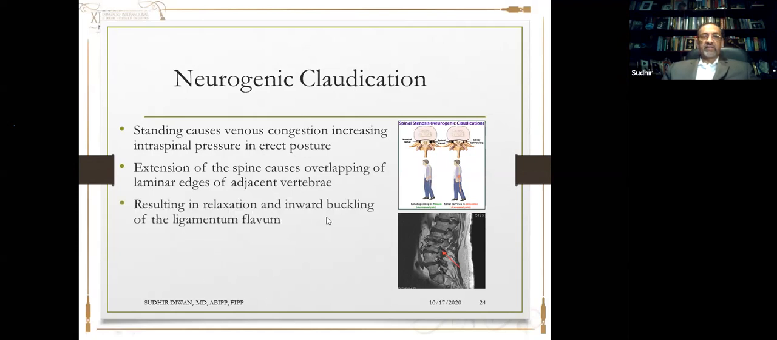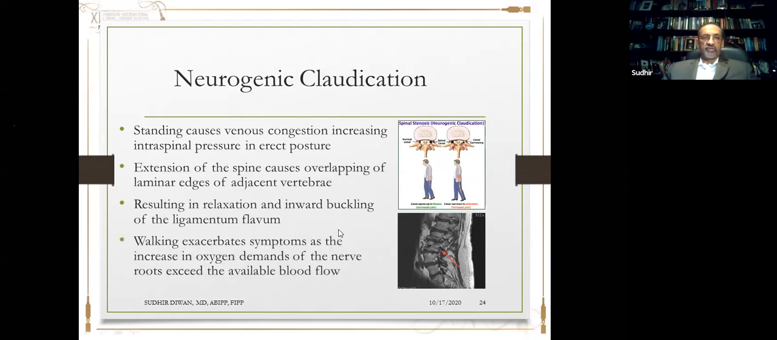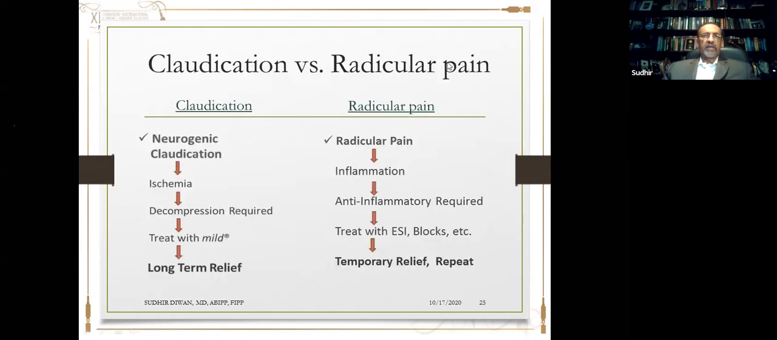The resulting relaxation and inward buckling of the ligamentum flavum also contributes to stenosis. And when you walk, that increases your oxygen demand, and you get more ischemia of the nerve because your demand is more than the supply. So this is how you get the neurogenic claudication.